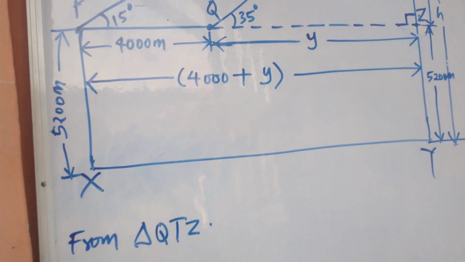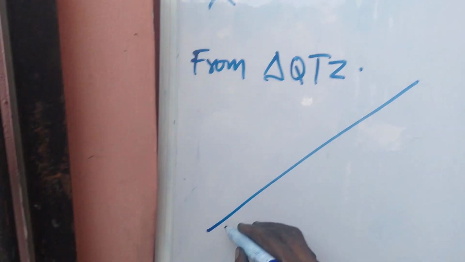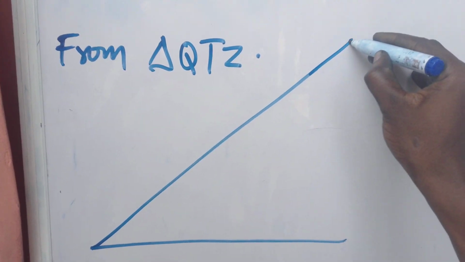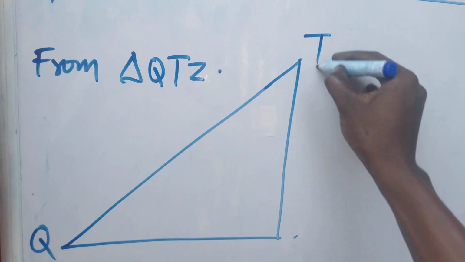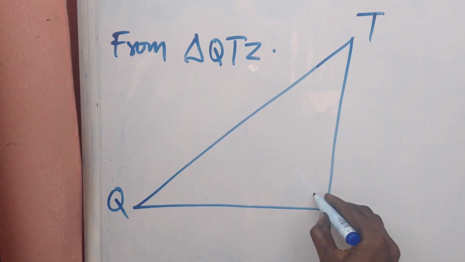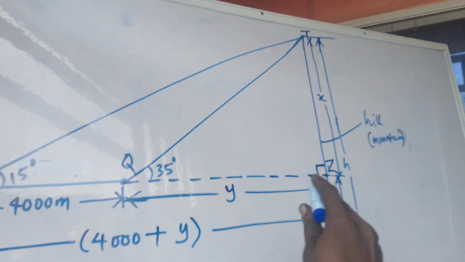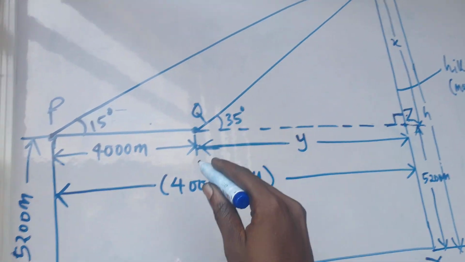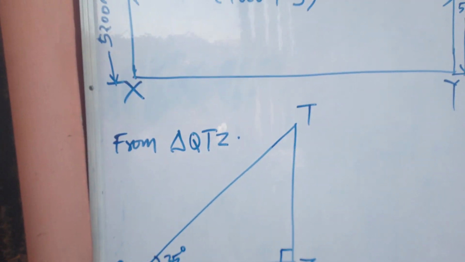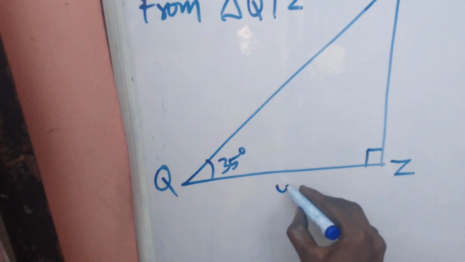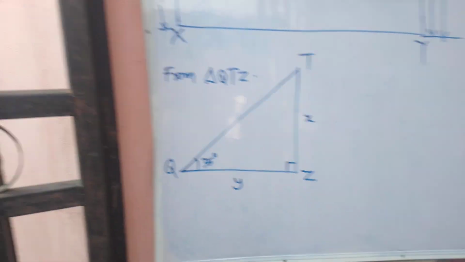I say from triangle QTZ, and if I cut it out, if I section this out now, this is QTZ, with Q, T and Z. This is 90 degrees at this point, angle 90. That is QTZ. That's 90 degrees. Then here is 35 degrees, and this distance is Y, and here is X. Okay, that's it by the way.